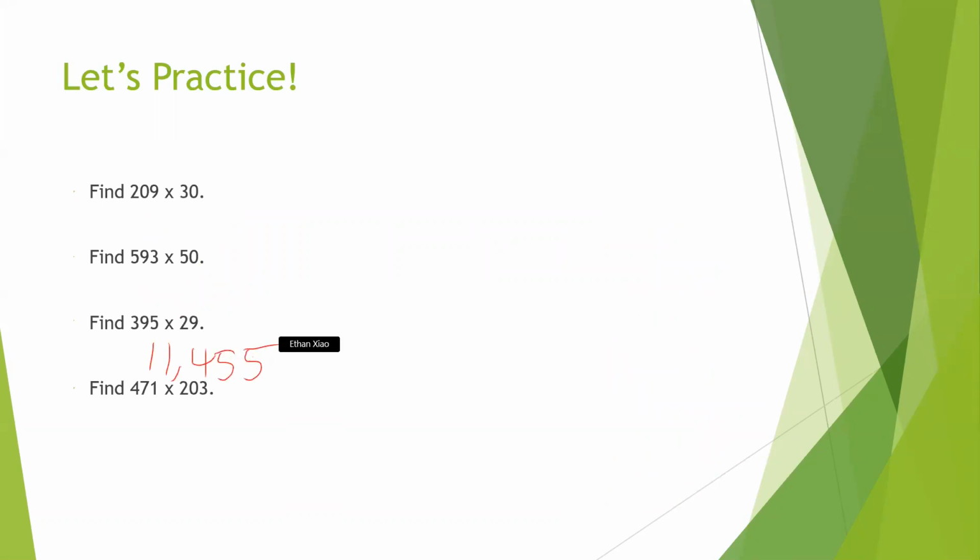11455. And now we do the last problem, which is pretty hard. So 471 times 203. So 3 times 1 is 3. 3 times 7 is 21. 1, 2. 3 times 4 is 12. And I just write 14 here.